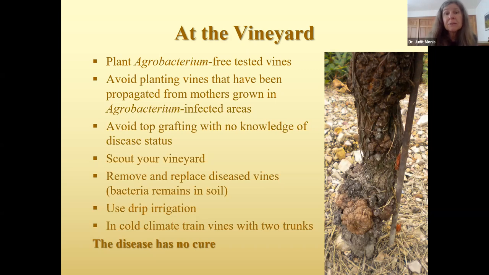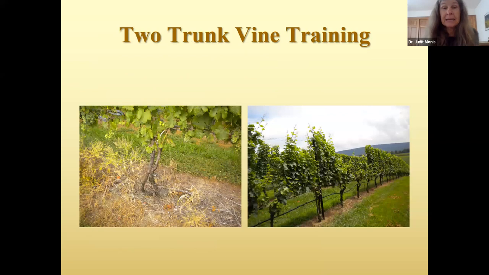Make sure you're scouting your vineyard to be able to see any symptoms. Remove and replace diseased vines. The bacteria, however, can remain in the soil. Use drip irrigation. In cold climates, it's also a nice strategy to train the vines with two trunks. As I mentioned earlier, this disease has no cure. Here I have pictures that I've taken in a vineyard in Pennsylvania, in which the vines have been trained with two trunks. This two-trunk vine training is also good if you worry about other trunk diseases caused by fungi in cold climates.